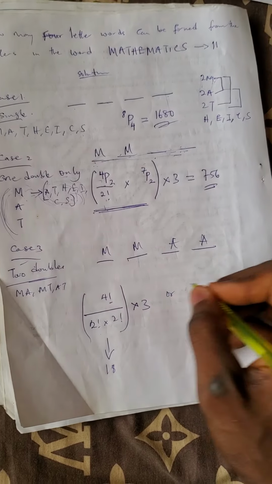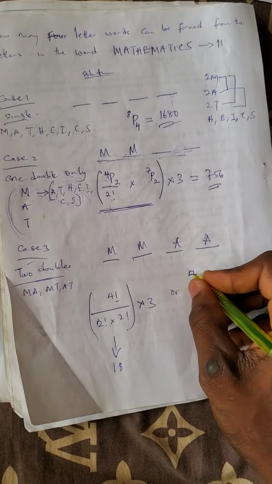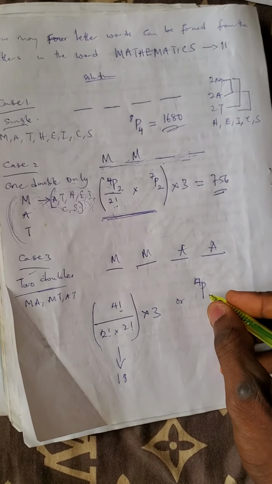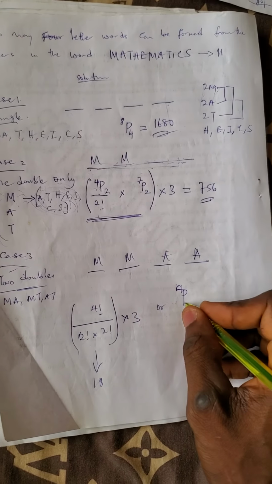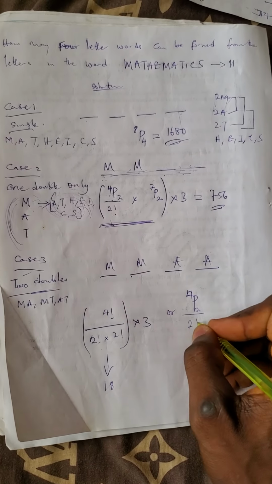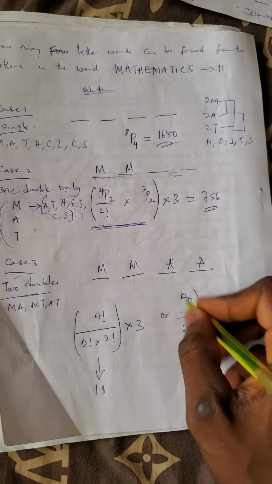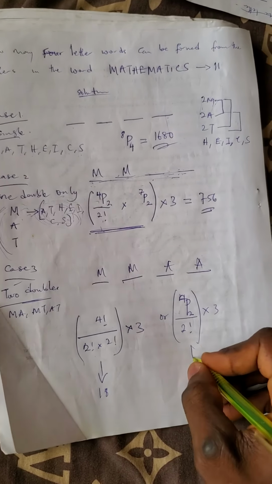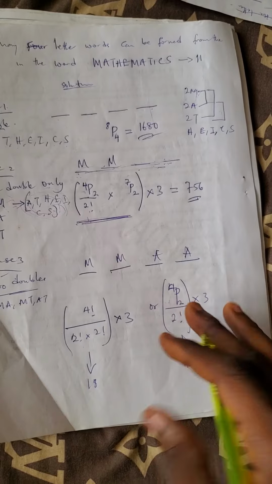Or you use, don't forget we have 4 spaces, then permutation 2, all over, since it is double, 2 factorial. Then multiply by 3. If you use this, you are still going to have 18 as well.